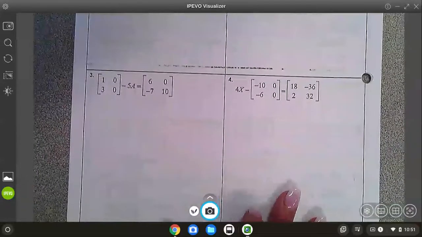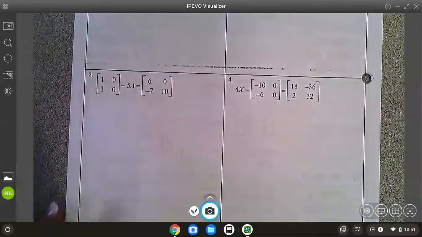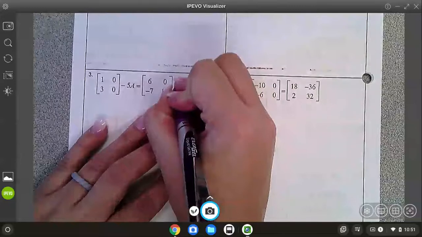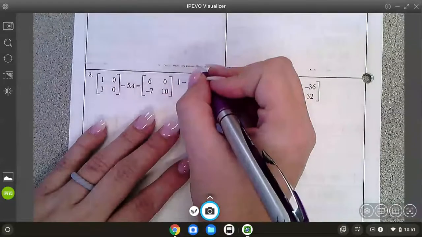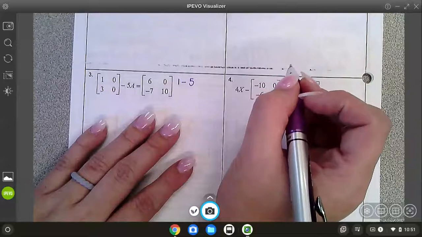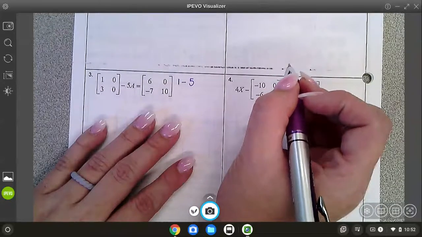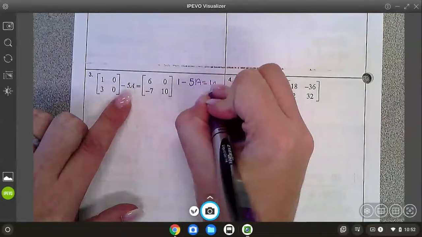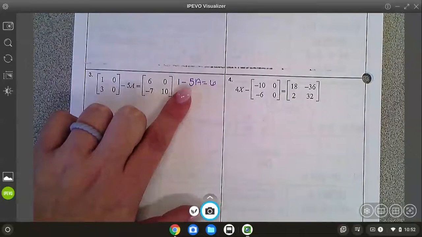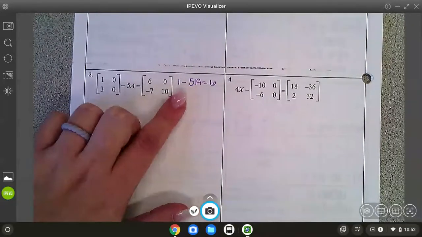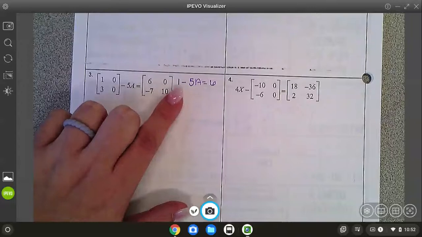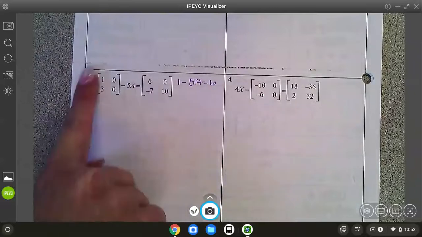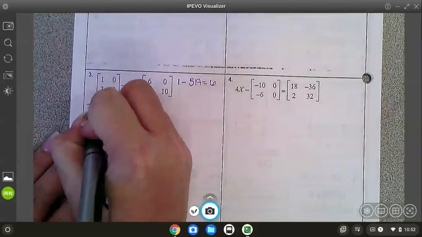Looks like this next one, number 3, has a little bit more going on. So it might help. You don't have to write this. But let's just say I had 1 minus 5a equals 6. What if this was just your equation? What step would you do first? We would subtract 1. That would be our first step, right? So our first step is going to be to subtract this matrix.